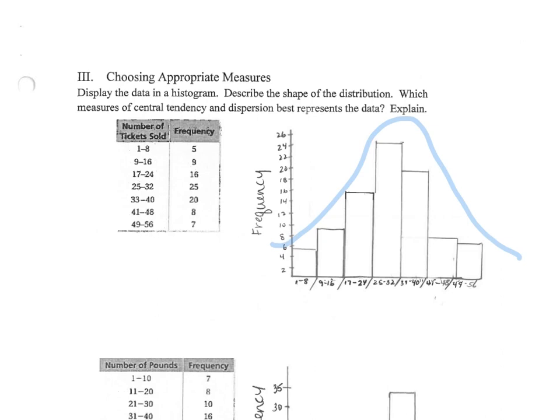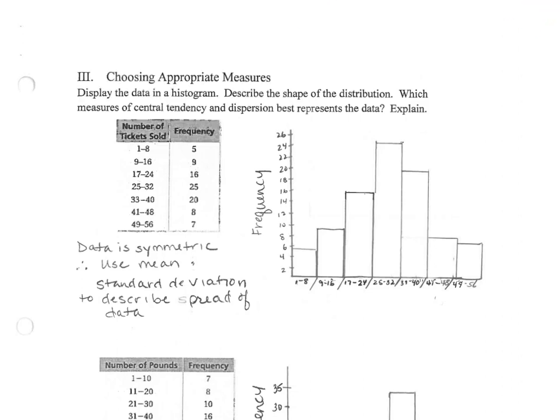So which measure of central tendency and dispersion best represents it? When you're doing that, the one that's best going to represent it is, since it's symmetric, use your mean and standard deviation to describe the spread of the data.